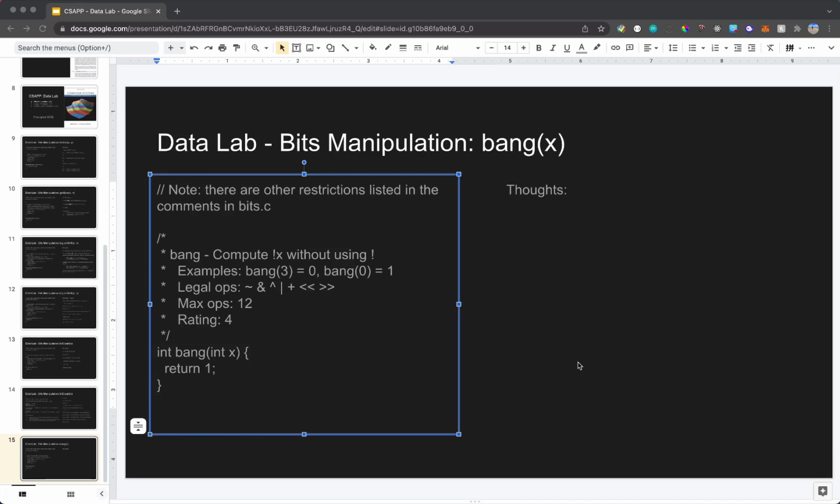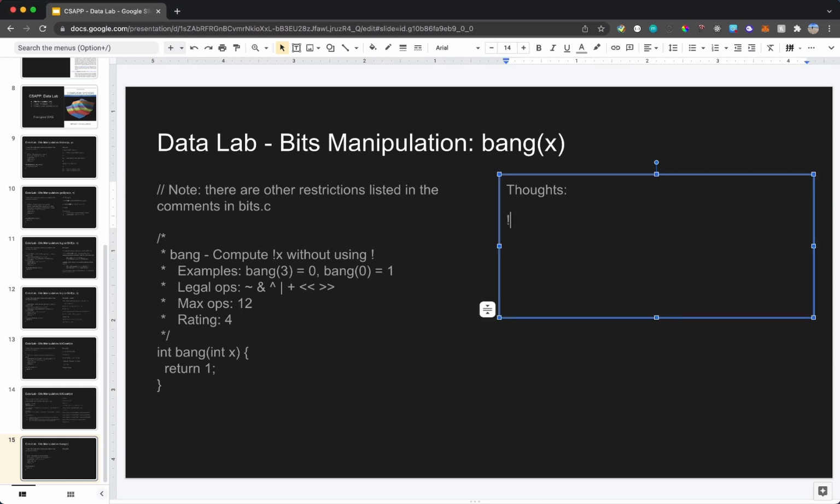Hello, welcome back. In this video, we're gonna solve the bang problem in CSAPP datalab. The question is, if the input number is 0, then we should return 1. If it is not 0, we should return 0 here. We are limited to only using bit operations here, and the maximum number of operations we can use is 12.